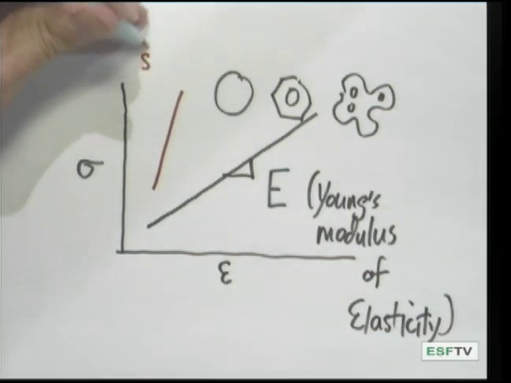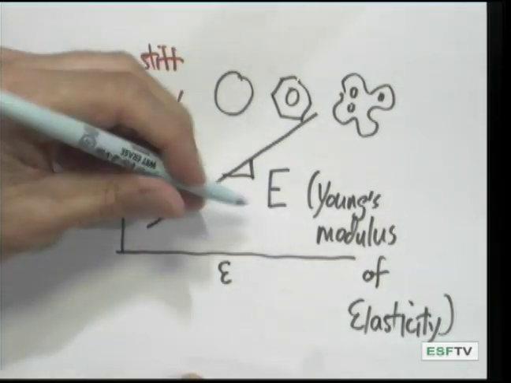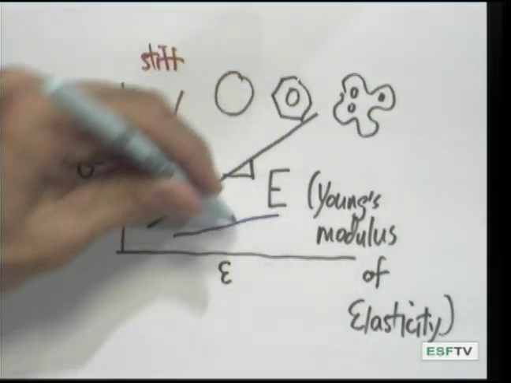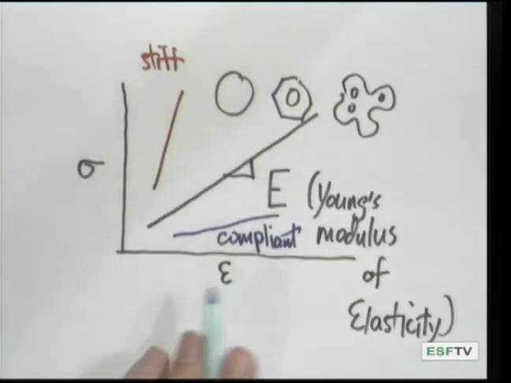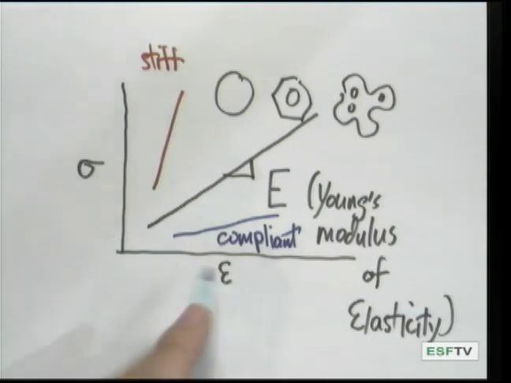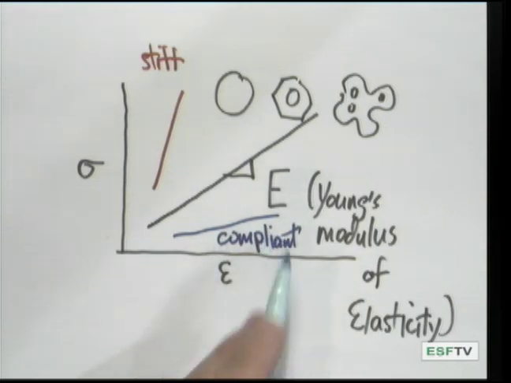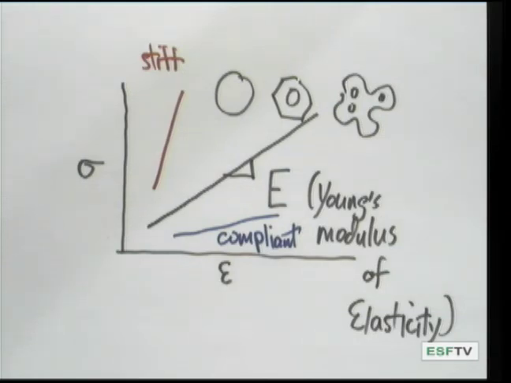When you have a large Young's modulus, that corresponds to a stiff material. If you have a small Young's modulus, you get a large change of strain for a small change of stress, and this describes compliant materials. This, for example, could be like a rubber band. This could be like a steel wire, for example. And so the magnitude of the Young's modulus is directly proportional to the stiffness of whatever material that you're looking at.